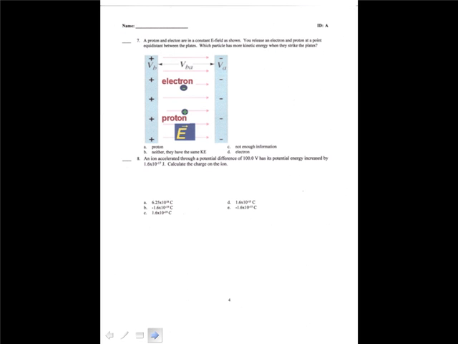A proton and electron are in a constant electric field as shown. You release an electron and a proton at a point equidistant between the plates. Which particle has more kinetic energy when they strike the plates? Well, the potential is equal to the change in potential energy over Q. Since both of them have the same Q, and they're both experiencing the same change in potential, they're both going to experience the same change in energy. So the answer for this one is B, that they have the same kinetic energy.